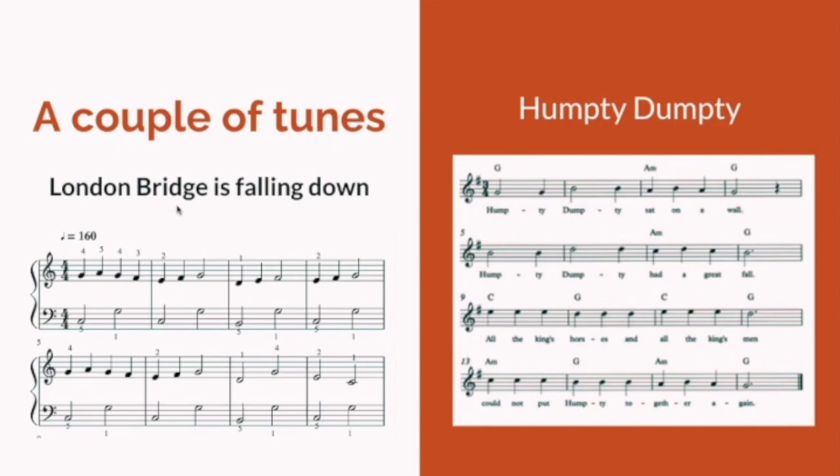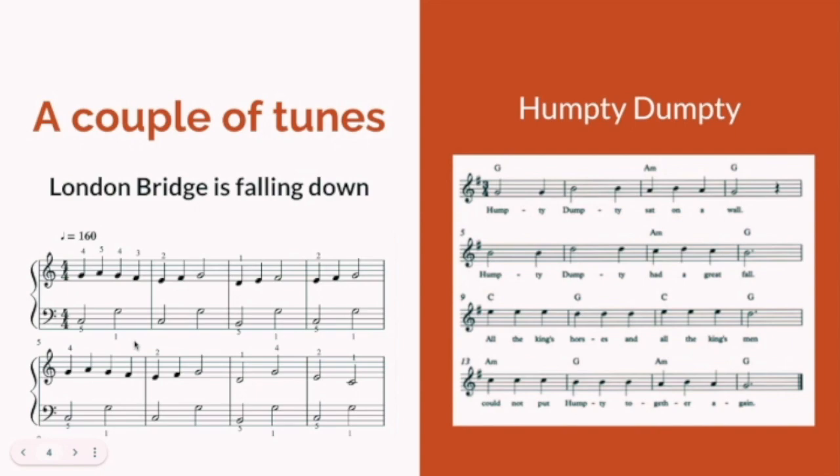For those that don't know, this is a very simple tune, and the lyrics go as follows. I'm going to tell you the lyrics first because the lyrics are really helpful for working out how we count the tune. Okay, so the first line is London Bridge is falling down, falling down, falling down. And we would count that 1, 2, 3, 4, 1, 2, 3, 4, 1, 2, 3, 4, 1, 2, 3, 4.